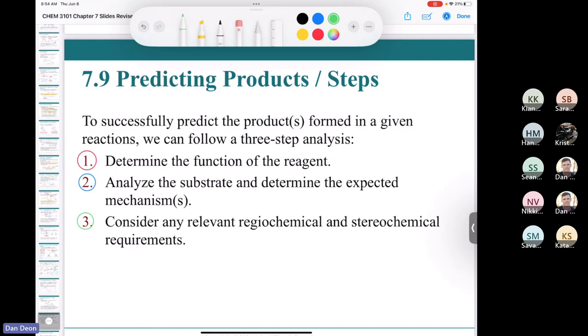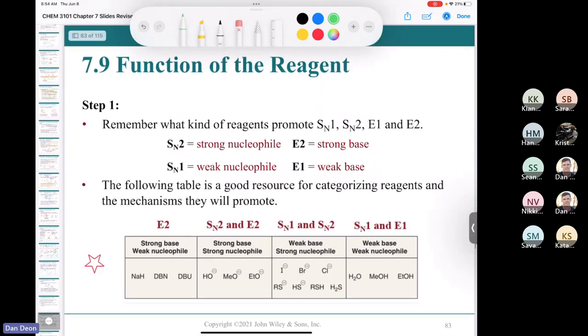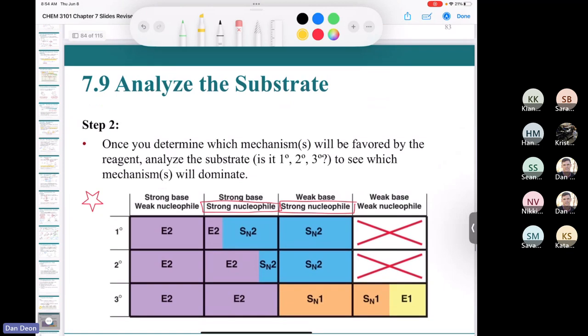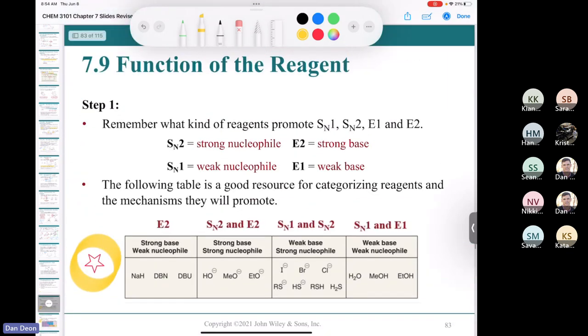Here are the two tables that you're going to use to help you predict what's going to happen most of the time. If you remember, I went over these with you before we even started the chapter. This table here with the red star by it is going to be one of your major things that you're going to have to memorize, and this table here. The idea is that you're going to do enough problems that you're just going to know the function of a reagent. You won't have to memorize it for too long, but let's go over them here, okay?